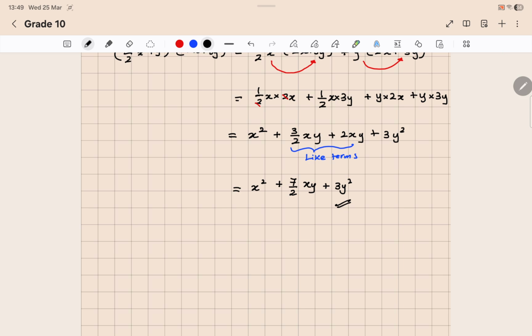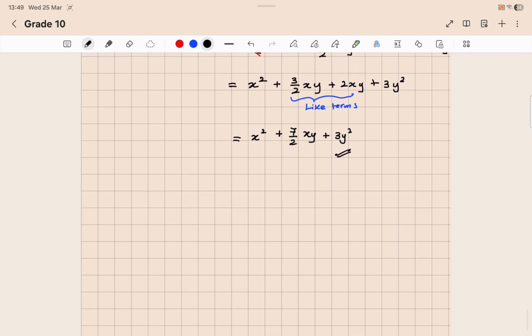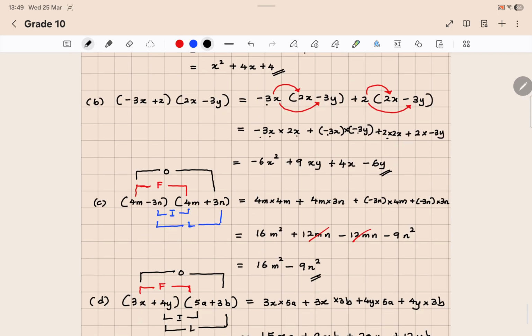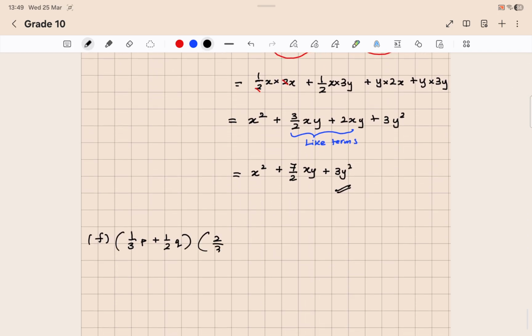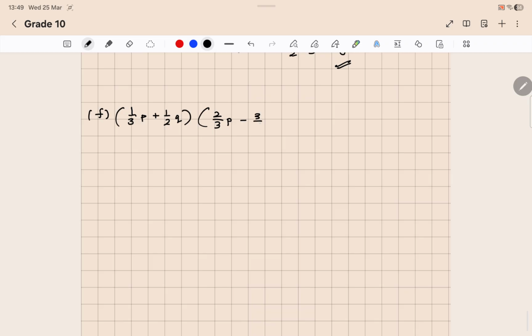Right. Alright, let's look at the last one. (1/3 p plus half q) times (2/3 p minus 3/4 q). So 1/3 p into this bracket, plus half q into the second bracket, 2/3 p minus 3/4 q.